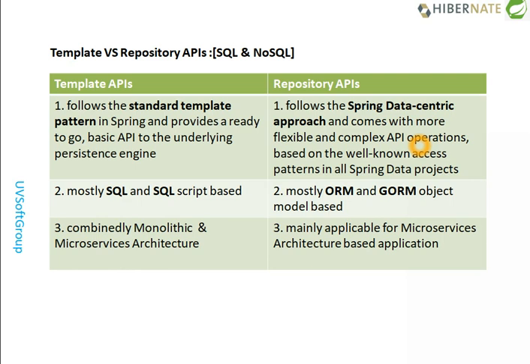It is a very efficient repository API: for the CRUD repository, then you have the paging and sorting repository, JPA repository, and other database-based repositories. So you see mostly SQL, NoSQL, SQL script based, and GORM, or object relational mapping, where GORM means Groovy object relational mapping. These are technologies based on Groovy, combining monolithic and microservice architecture, mainly focusing on the repositories of microservice applications. That was the idea.